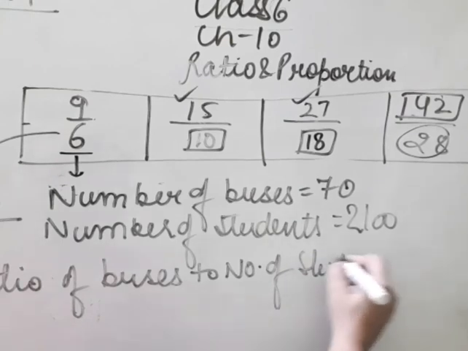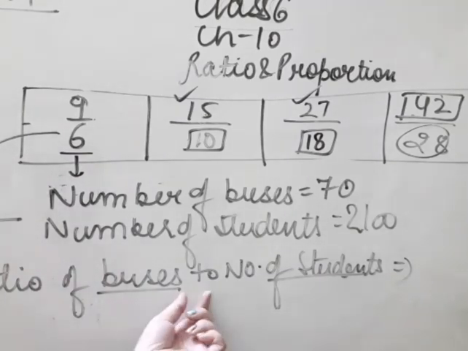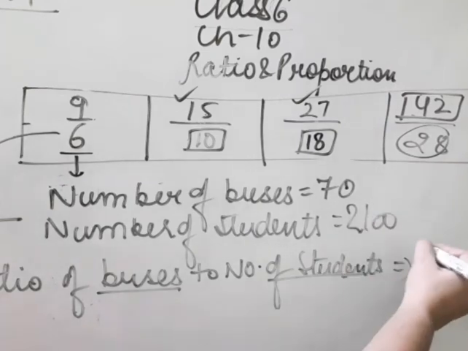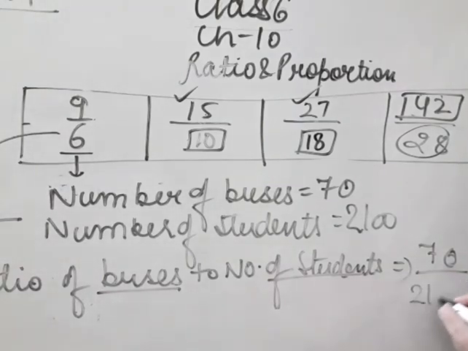So students, whenever you have to find the ratio and the number of buses and the number of students is there, first of all look at the number which is before "to". "to" से पहले क्या है? buses. तो हमारा न्यूमरेटर क्या होगा? buses. 70 upon "to" के बाद क्या है? students. So you will write 2100 over here.